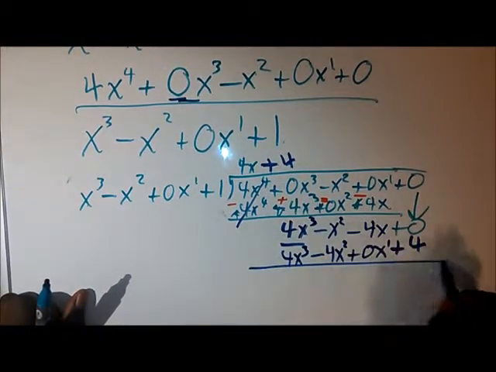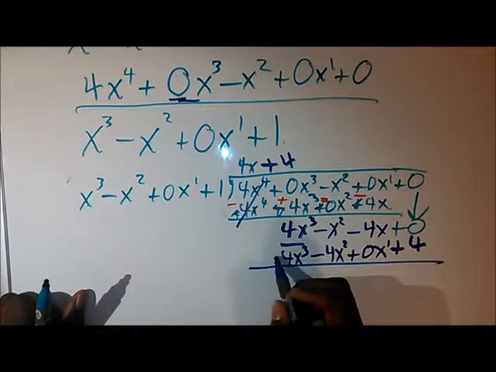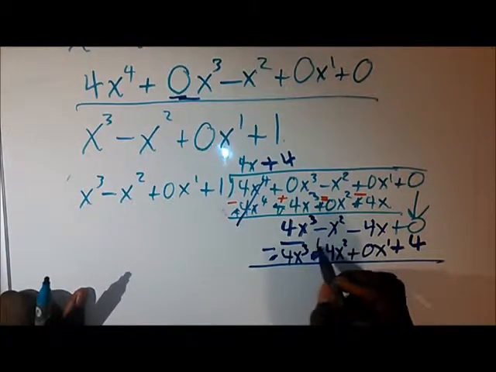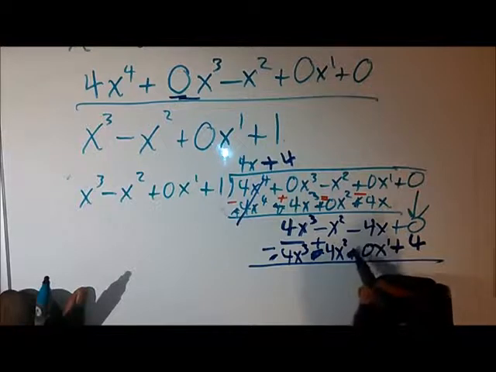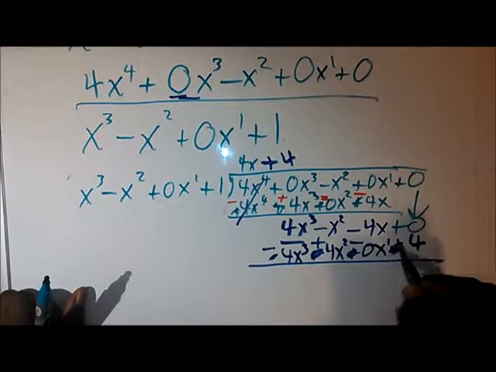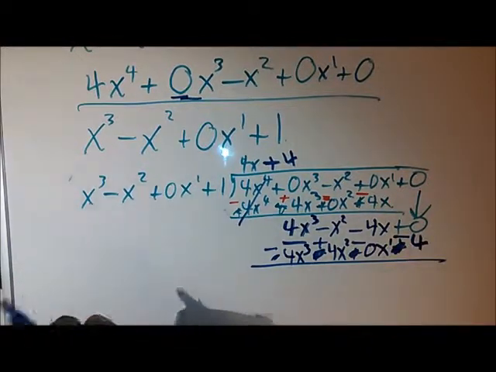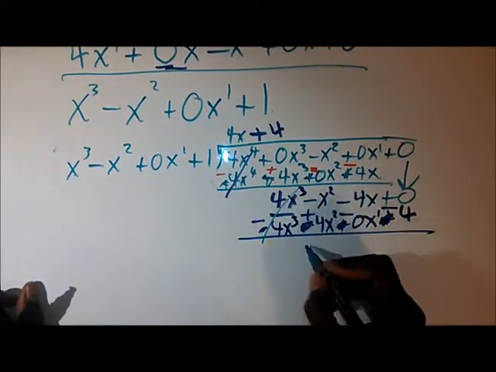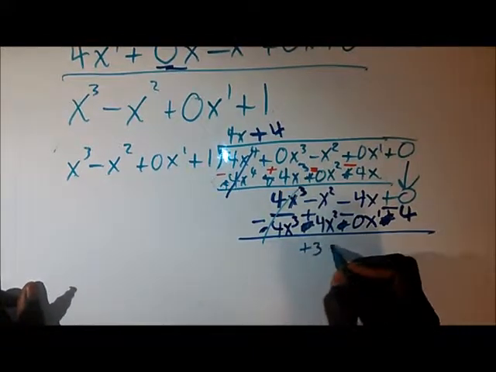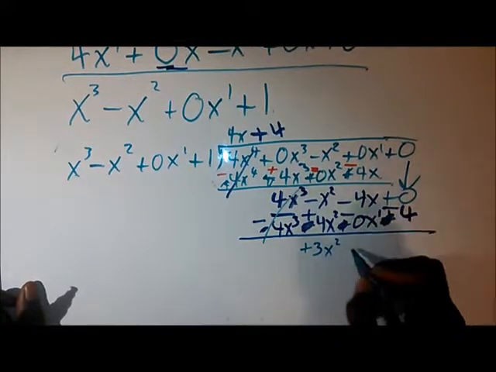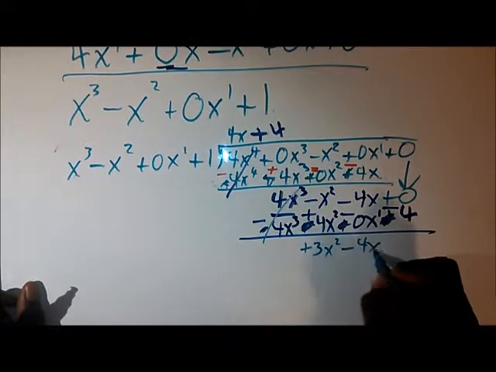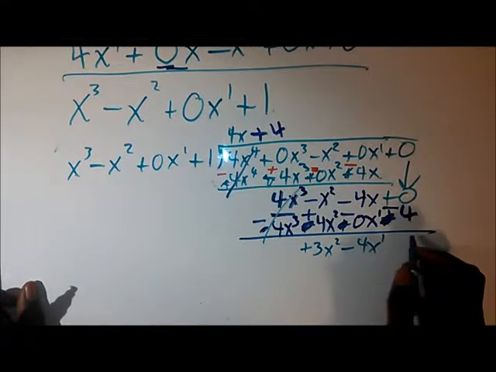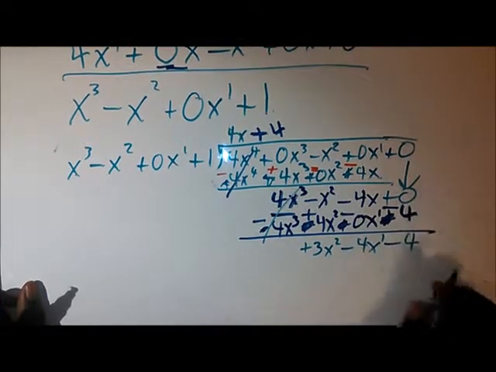Then we're going to subtract it. So all the signs here will change. This positive is going to be negative. This negative is going to be positive. This positive is going to be negative. This positive is going to be negative. And then we simplify. That's going to cross out, right? That's going to become positive 3x squared. That's going to become negative 4x, right? To the 1 power. And this is going to be 4.